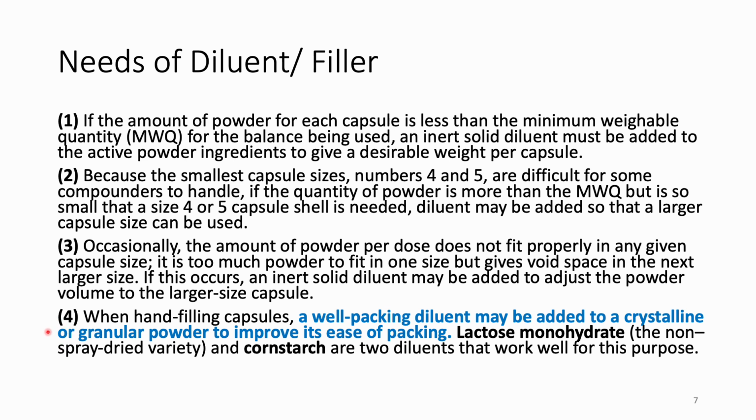So in case you use a hand-filling capsule machine, the packing of the excipients, the diluent and drugs is very important. If you have a choice, or if you have the materials in stock, you should select crystalline or granule powder because it's easier to pack. In case you don't have crystalline or granule powder and you have lactose, you select lactose monohydrate and cornstarch as a diluent. This will improve the packing process.